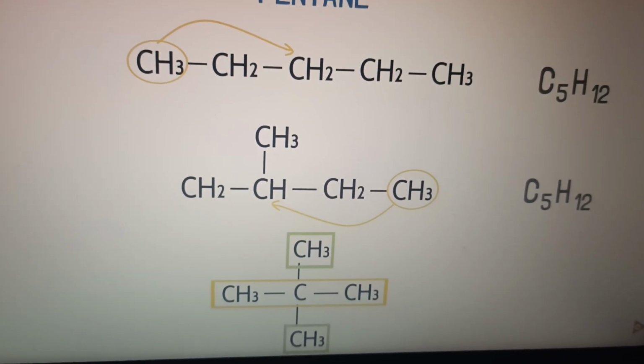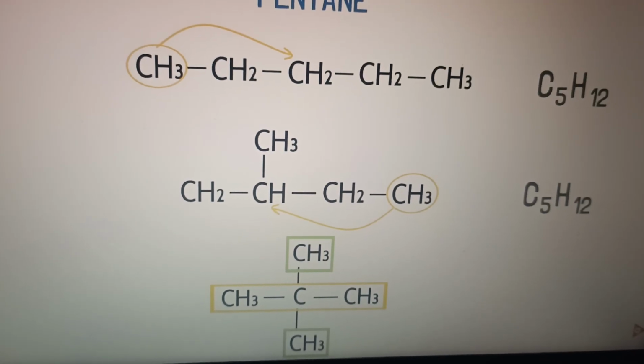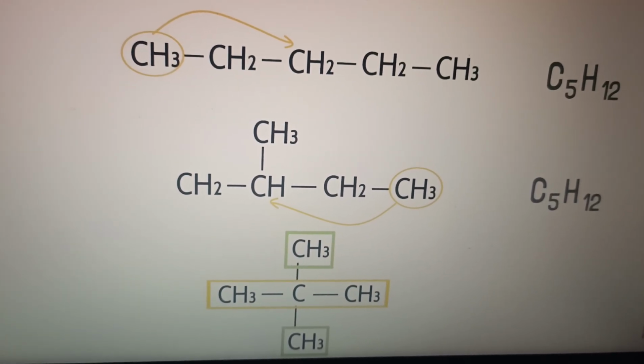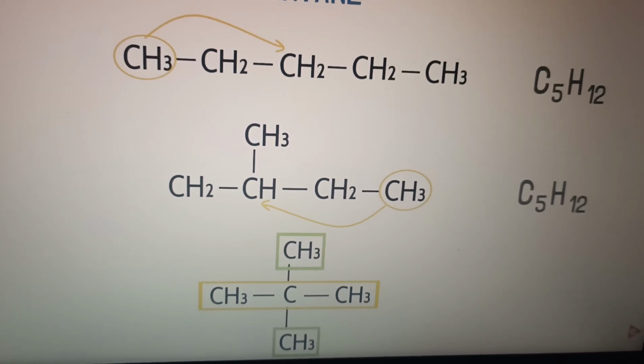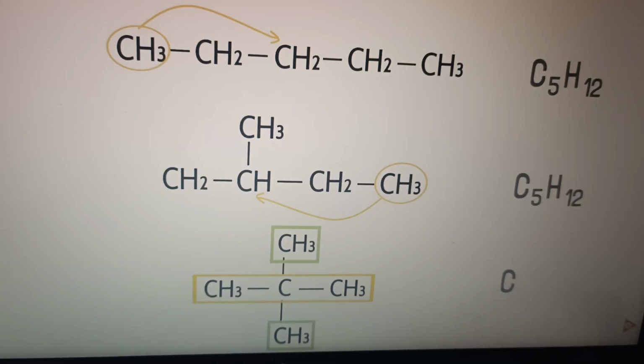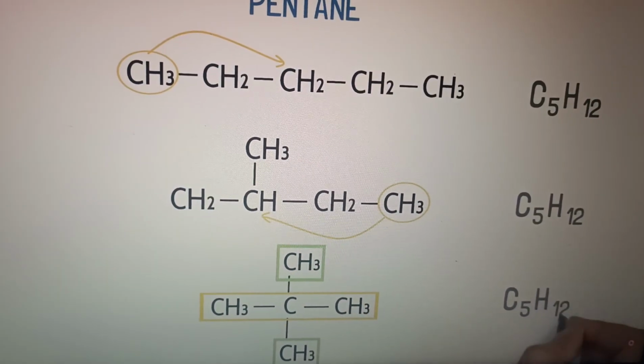The main chain has 3 carbons and the side chains are 2. It will also be C5H12. The second one is called 2-methyl butane, the first one is pentane, and the third one is 2,2-dimethyl propane.